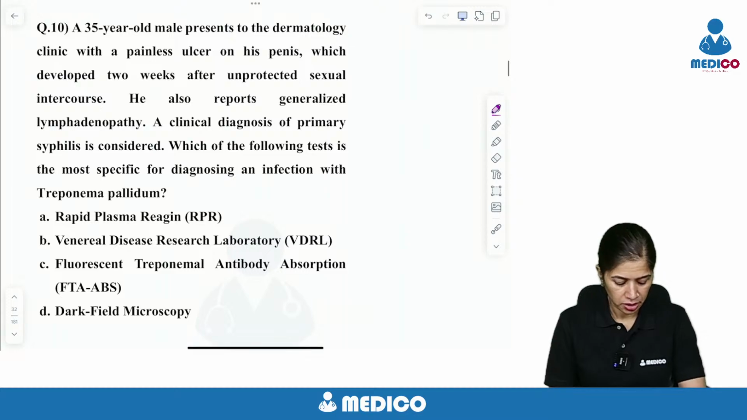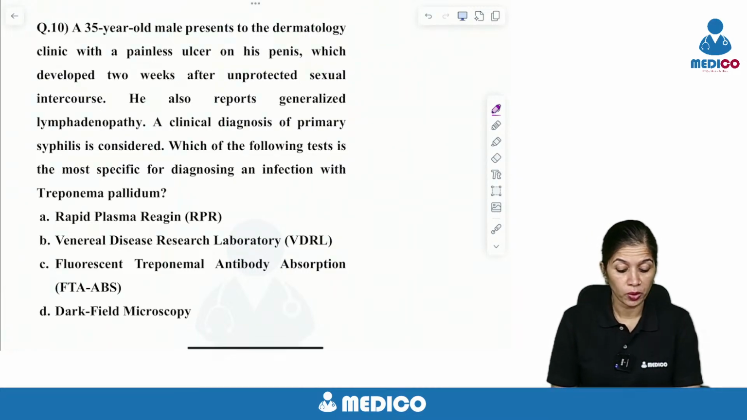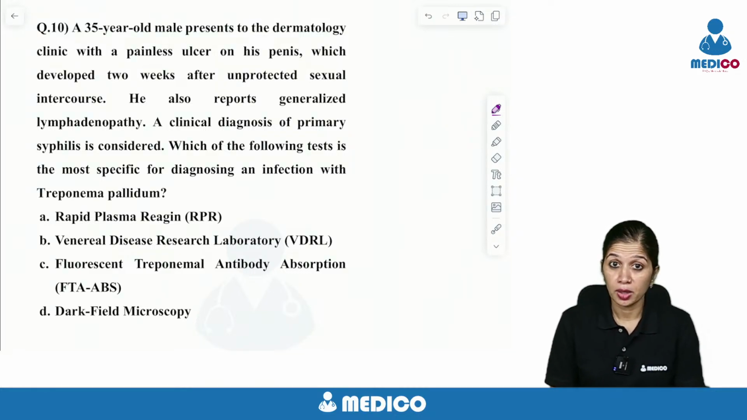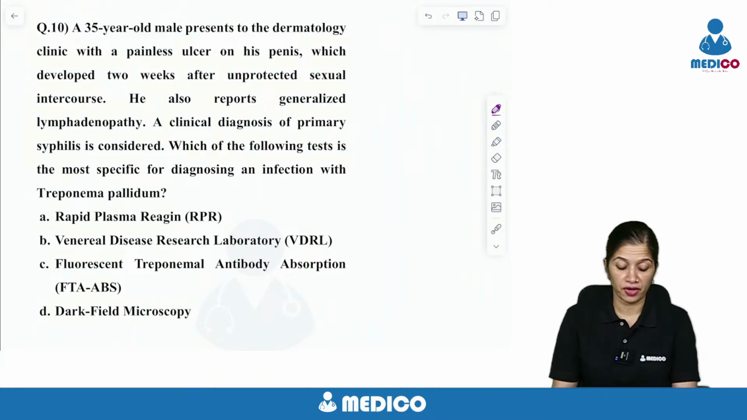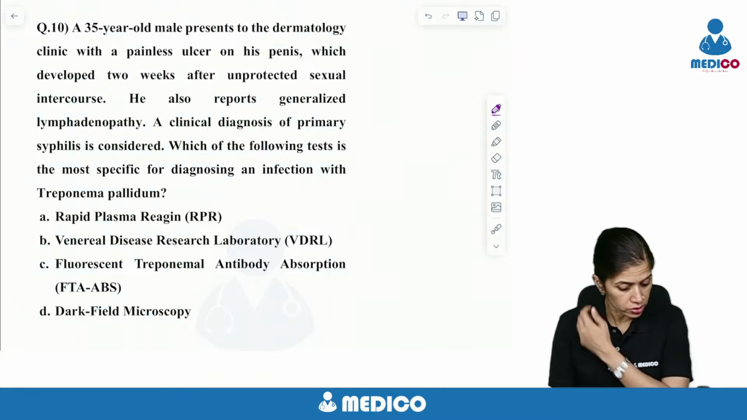Then comes the 10th question. A 34-year-old male presents to the dermatology clinic with a painless ulcer on his penis, which developed 2 weeks after unprotected sexual intercourse. He also reports generalized lymphadenopathy. A clinical diagnosis of primary syphilis is considered. Which of the following tests is more specific for diagnosing an infection with Treponema pallidum? Is it RPR, VDRL, FTA-ABS, or dark field microscopy?